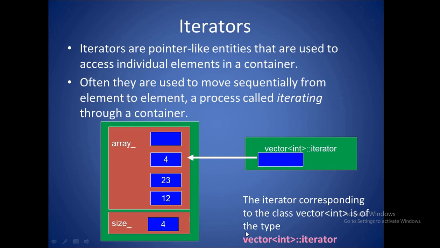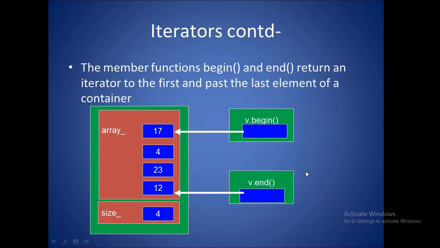So here is one declaration of an iterator for the vector. Vector in angle brackets int, then scope resolution, iterator and the iterator name. With the help of that iterator, we are traversing all the elements of this vector of size 4. So the iterator corresponding to the class vector int is of the type vector int, scope resolution operator, iterator name. It is a declaration of an iterator.